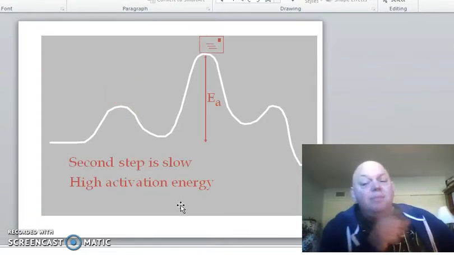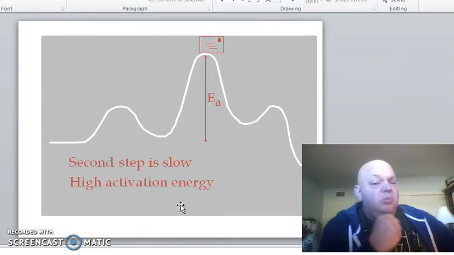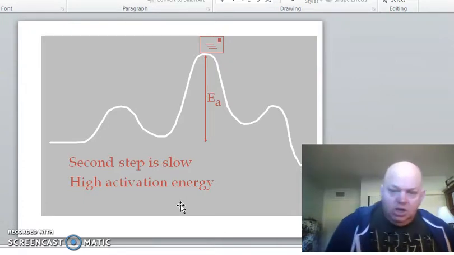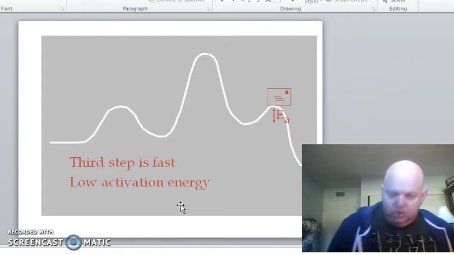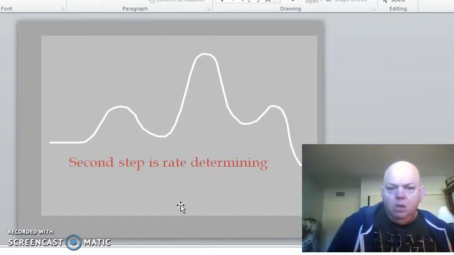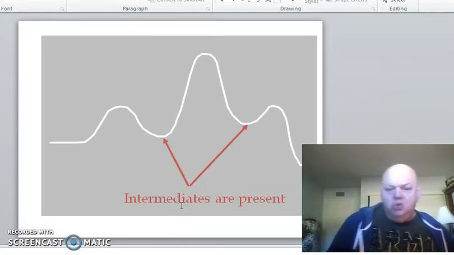Now, the second step is our slow one. That's determining the rate of our reaction. And you need a high activation energy for it. And then, of course, the third step is pretty fast. You don't need much of an activation energy for that. So the second step is rate determining.